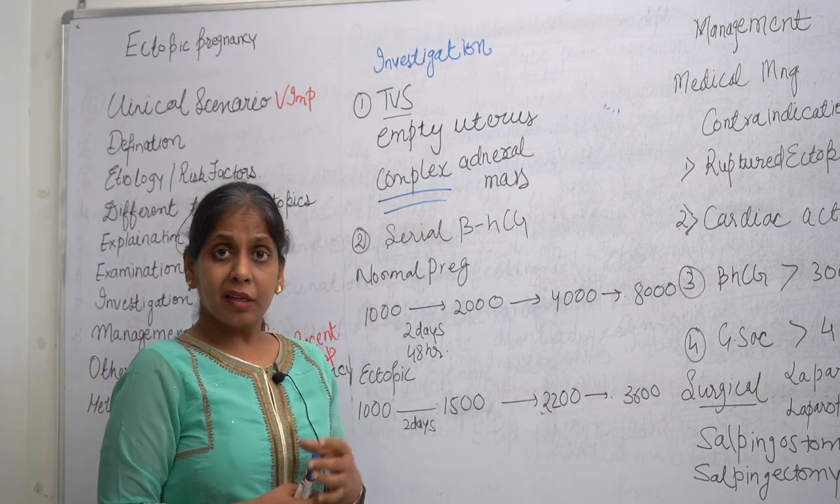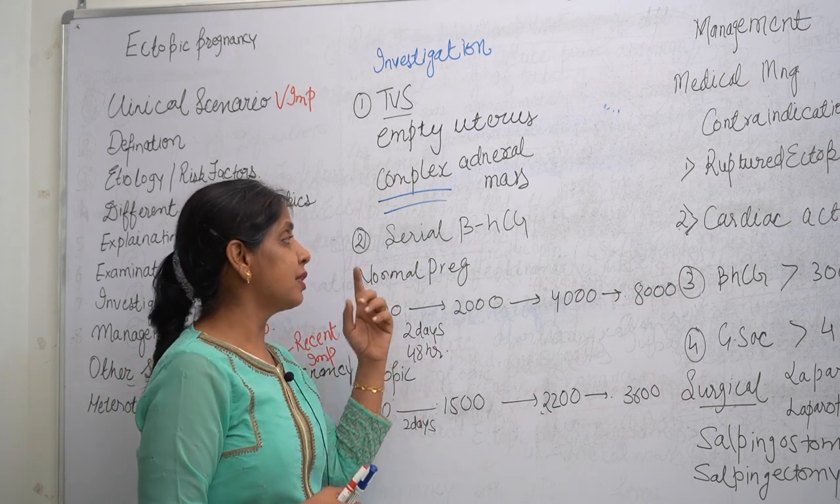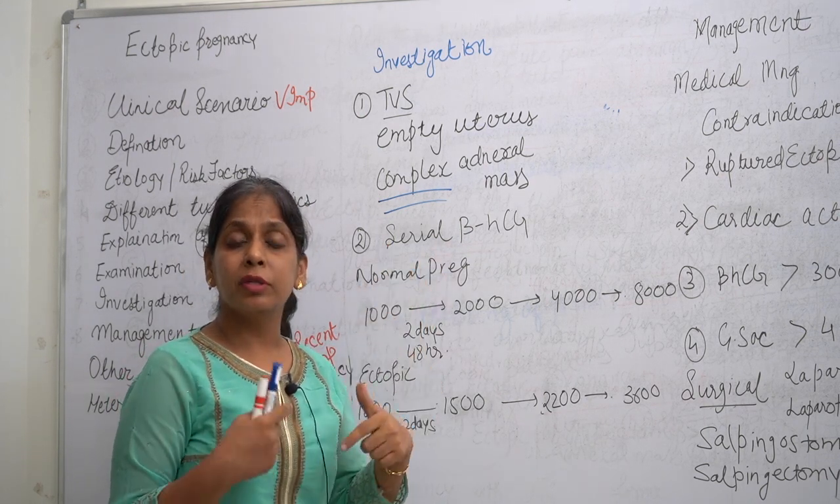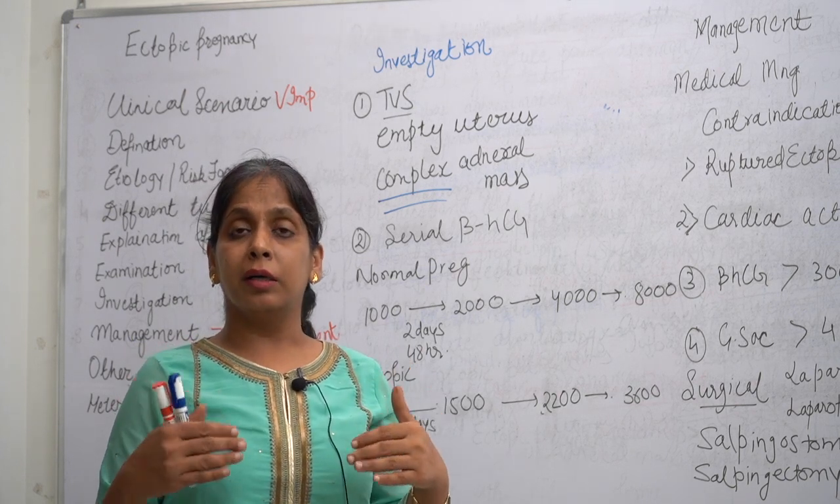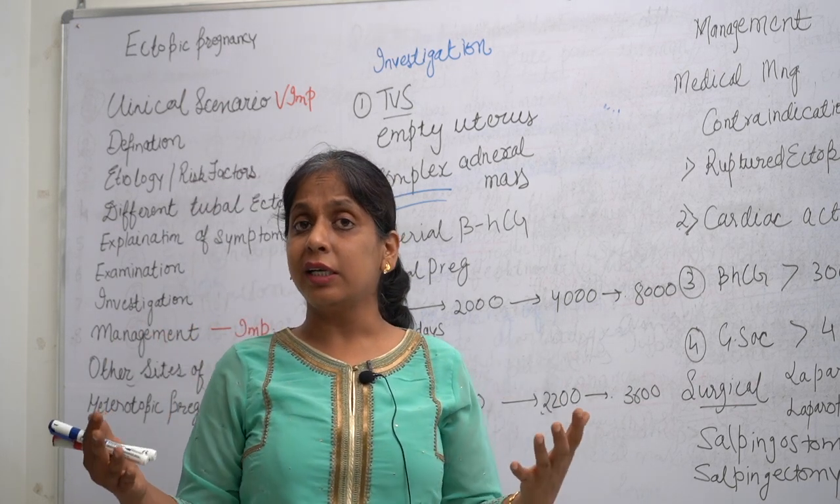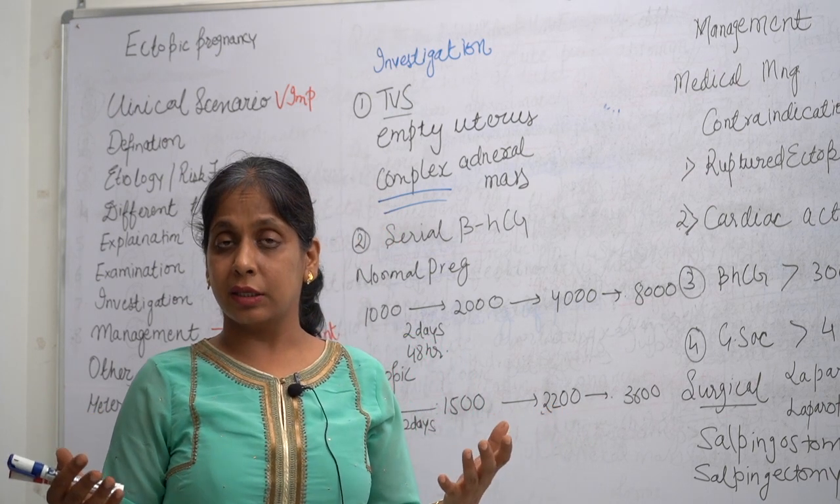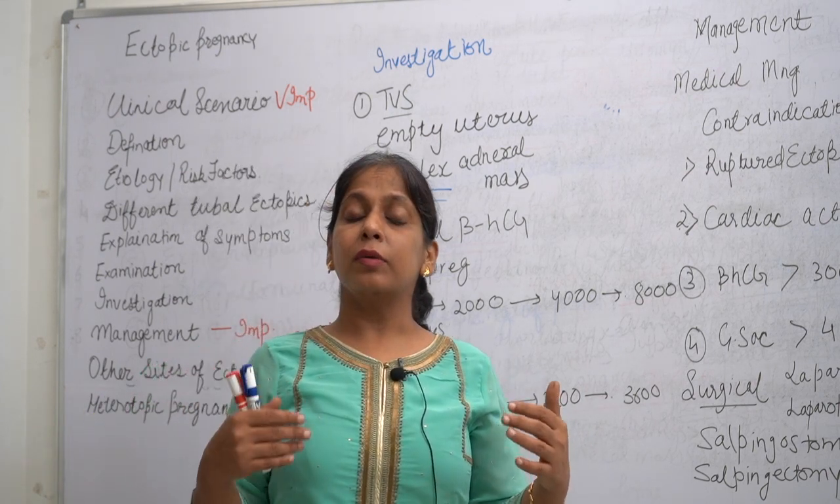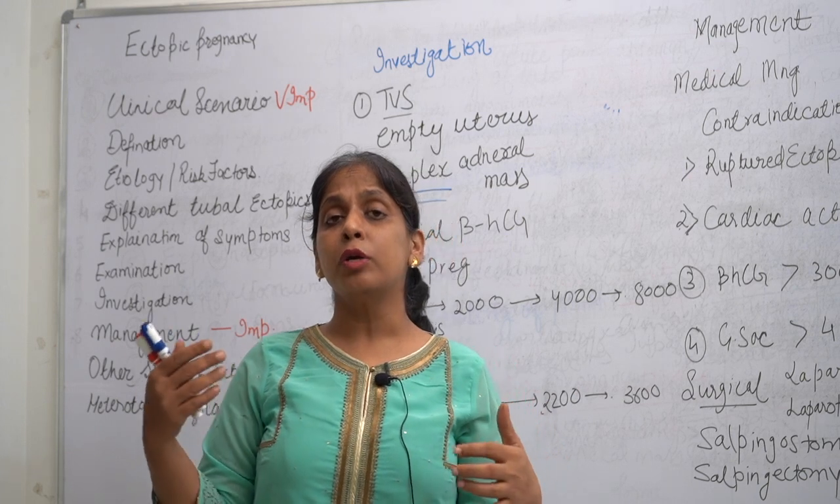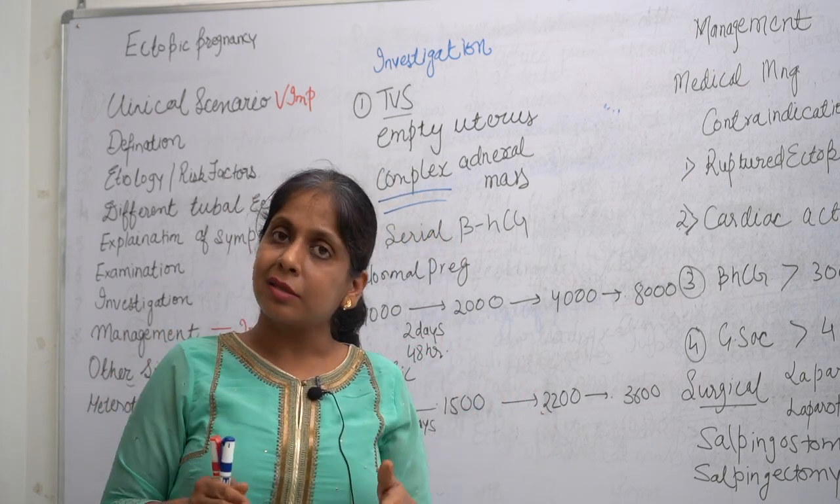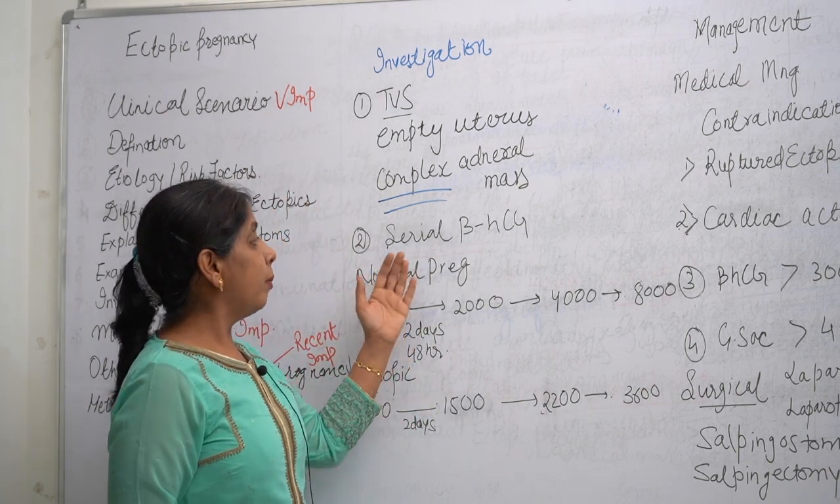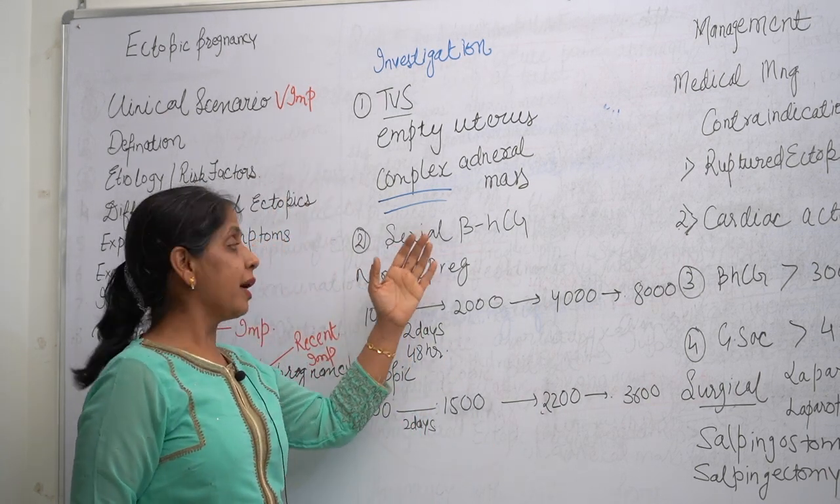So, the beta HCG which was being synthesized by the trophoblast cells will not be efficiently released or secreted. Okay, the beta HCG secreted by the trophoblast cells will not be released in that amount. It will be released in a lesser amount.